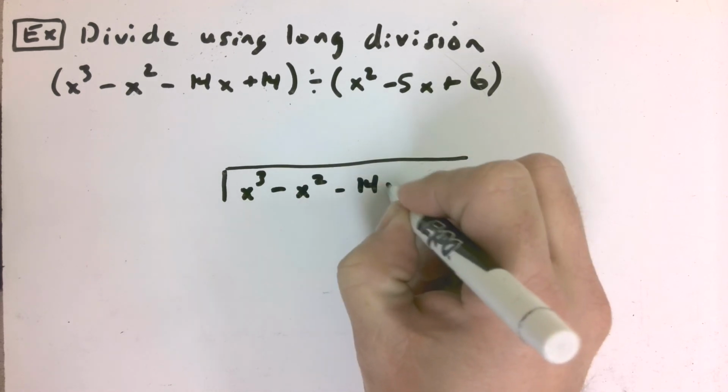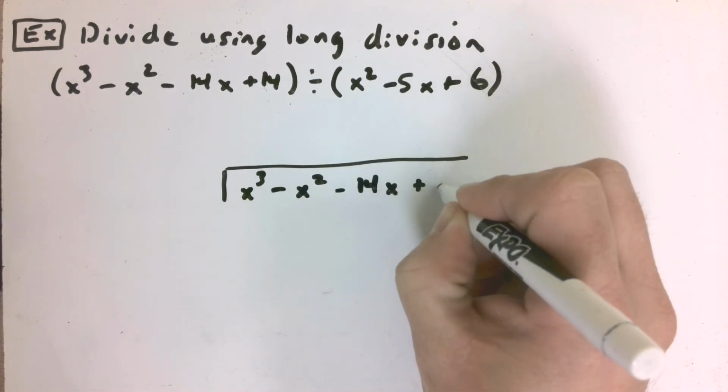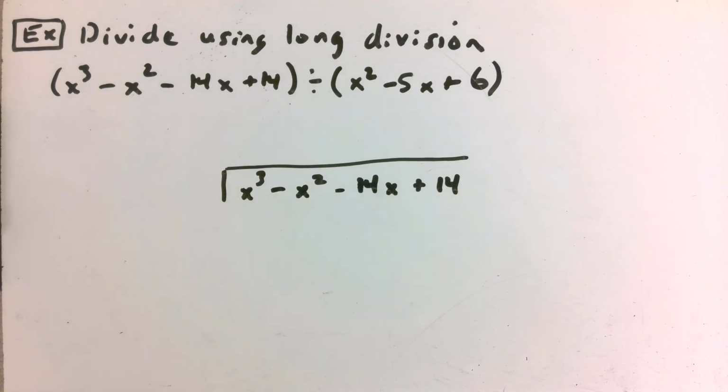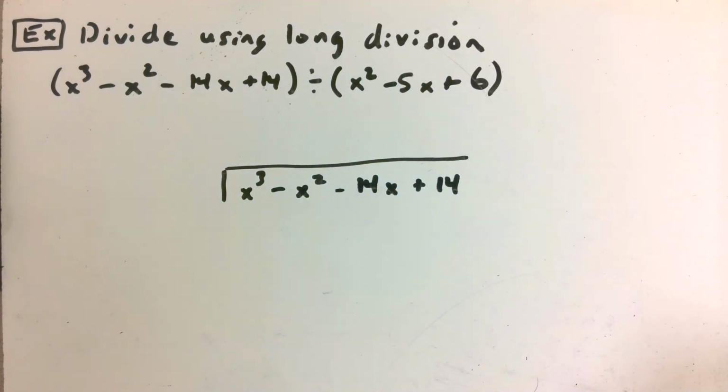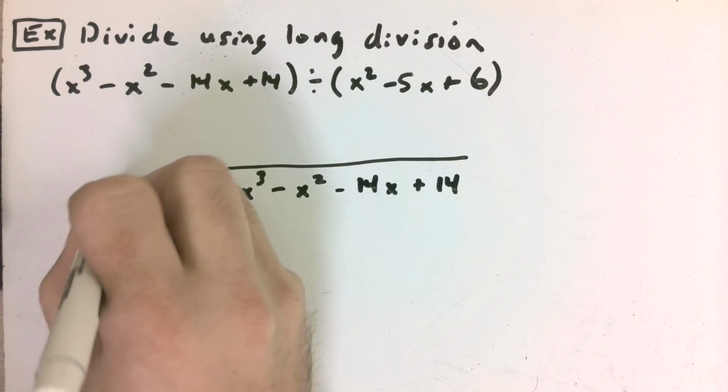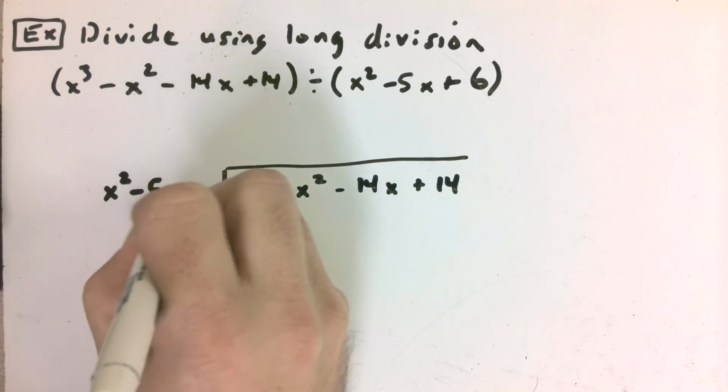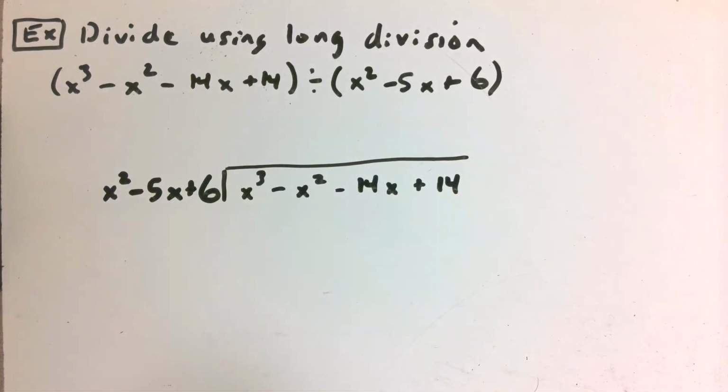So I can just copy those down. And then from there, we are dividing by this polynomial, x squared minus 5x plus 6. That again is in standard form. So we'll just copy that in front.